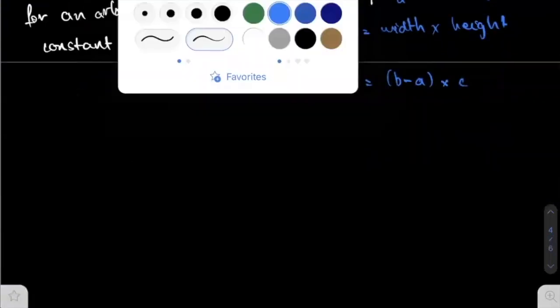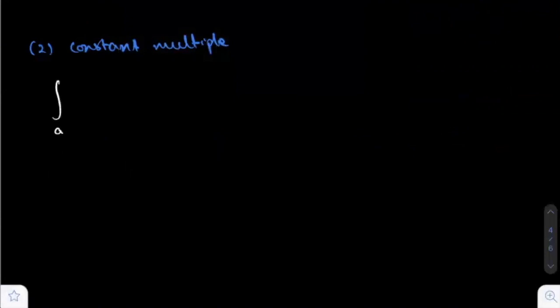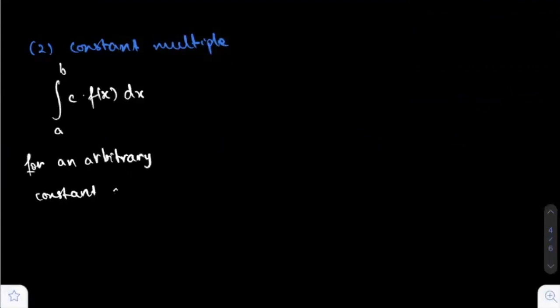The second property is called the constant multiple. You say that if you have the definite integral from a to b of c times f of x, for an arbitrary constant c, it is actually the same as evaluating the definite integral from a to b of f of x dx and then times c. So that means you can pull the value of c out of the integral.